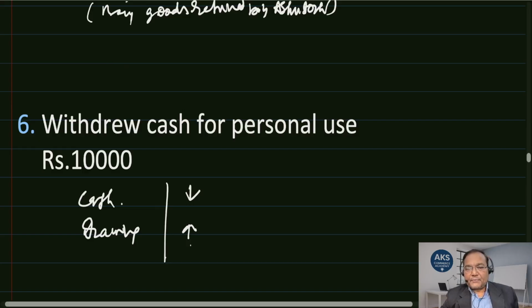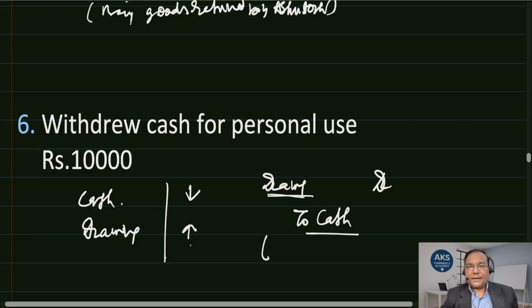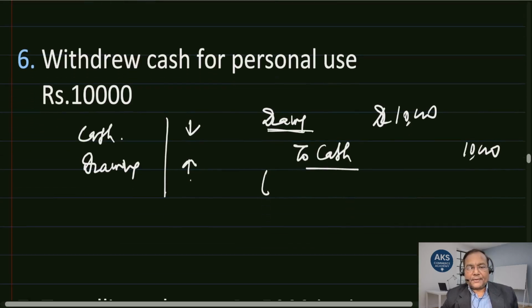So the entry we will pass is drawing debit to cash. I hope this is clear. The drawing account is to be debited and the cash account is required to be credited because there is a decrease in cash, and drawing ultimately reduces the capital. So that's a subsequent adjustment of drawing. But for now you understand that 10,000 rupees has been drawn by the businessman for his personal use out of the business. Now comes the next one.